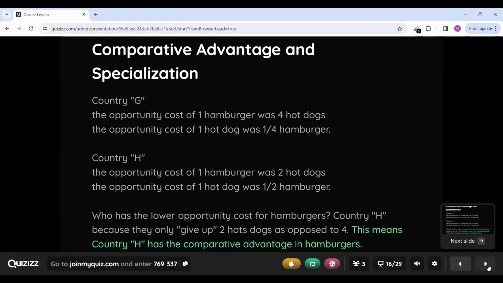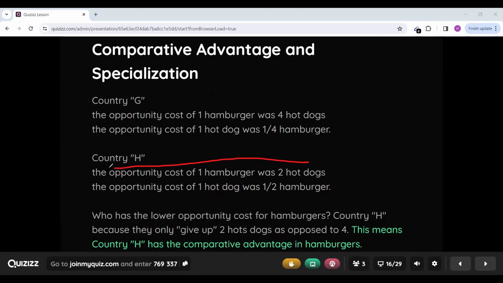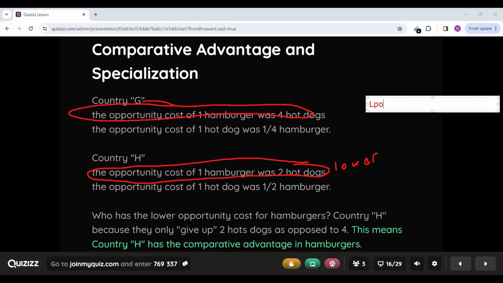So who has the lower opportunity cost for hamburgers? Country H, because they only give up two hot dogs as opposed to four. As you can see, the lower opportunity cost is here rather than here. That means that country H has the comparative advantage. Lower opportunity cost means comparative advantage.